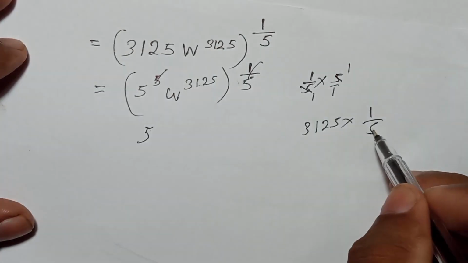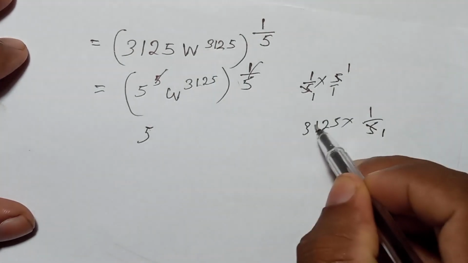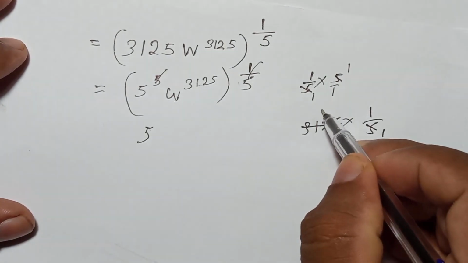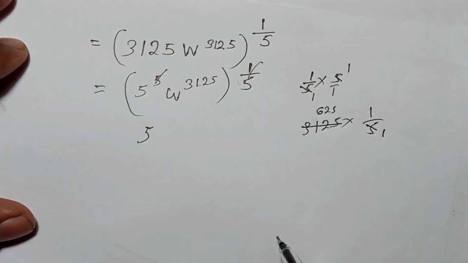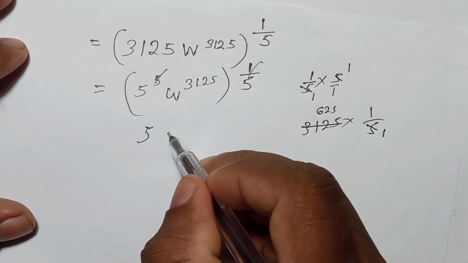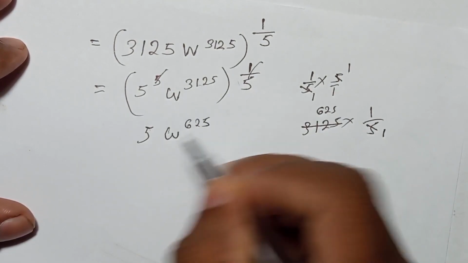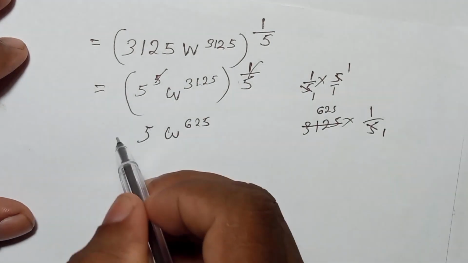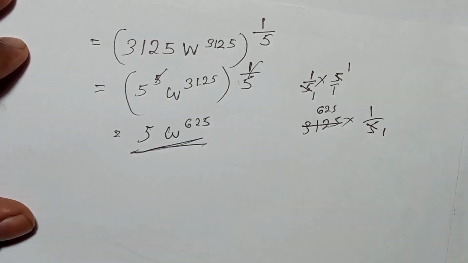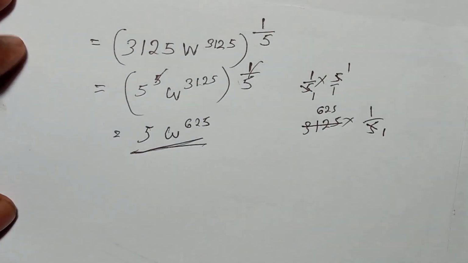So here, how many 5s then 5 1, how many 5s then 3125 is 625, right? So here the answer will be w to the power 625, right? Then after that we can't simplify further, so this is the final answer for that. It's a very simple question.